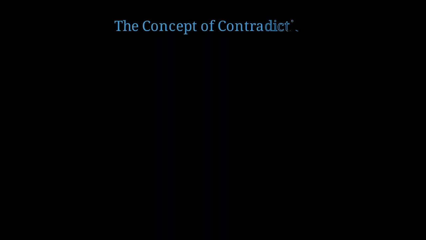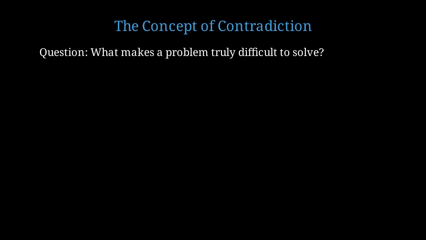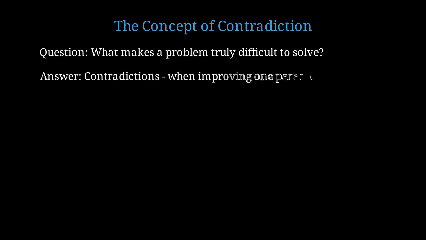Let's dive deeper into the concept of contradiction, which is absolutely central to TRIZ methodology. Here's an important question. What makes a problem truly difficult to solve? Is it complexity, lack of resources, or something more fundamental? The answer is contradictions. A problem becomes difficult when improving one aspect necessarily makes another aspect worse. This creates a seeming deadlock in our thinking.